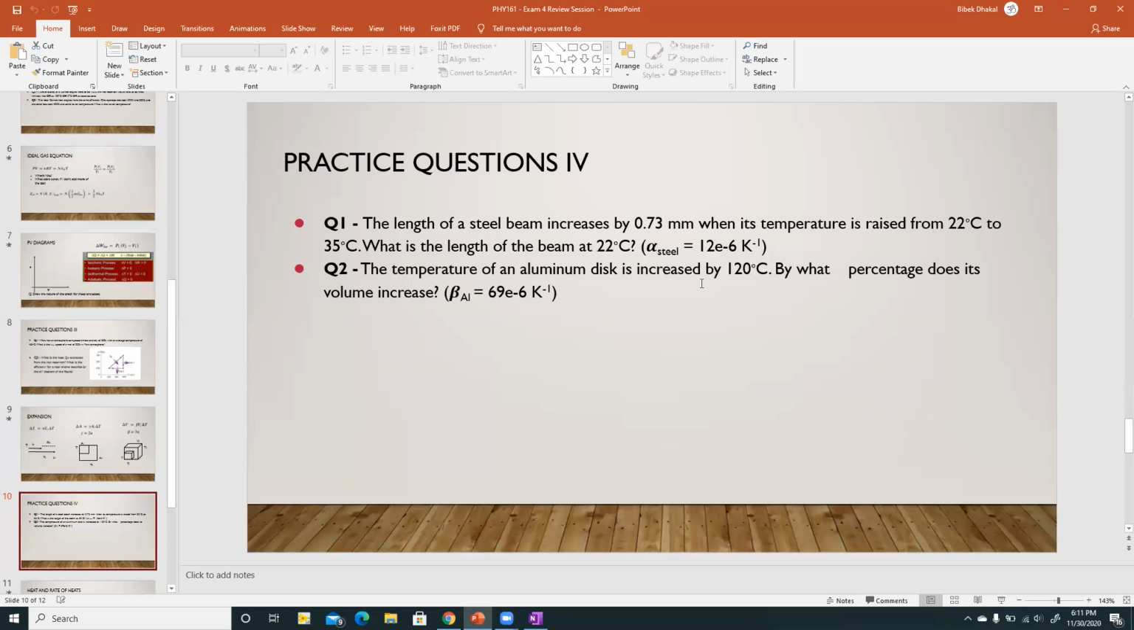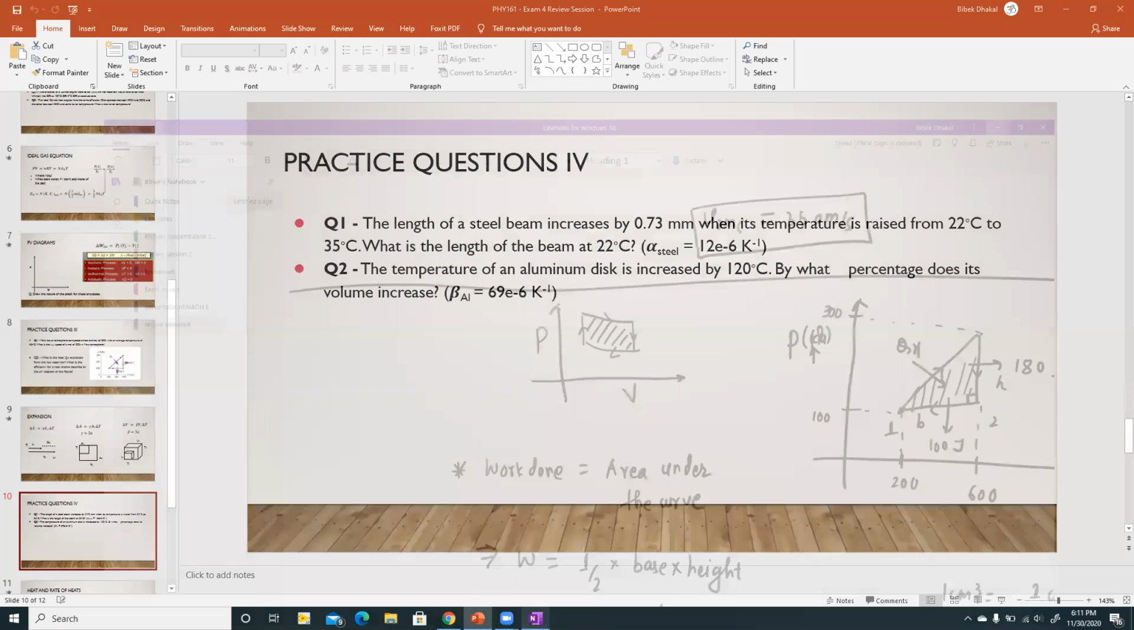centigrade. So increased, that means you have a delta T given. Your delta T is 120 degrees. By what percentage does the volume increase? You need to calculate percentage of the volume increase. That is the change in volume over the initial volume. And your beta is given. So let's solve this problem first.